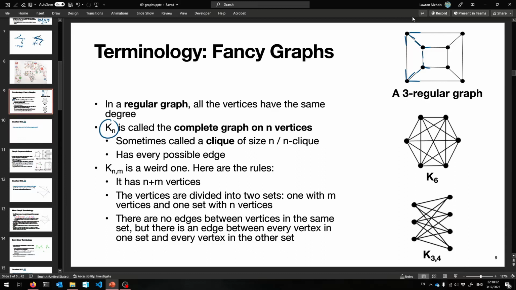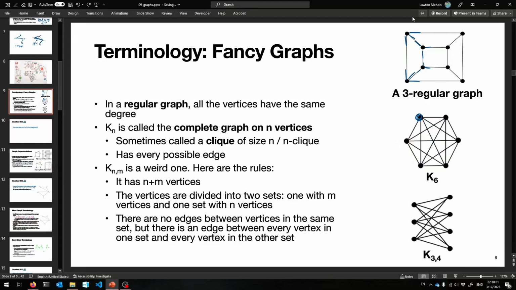So K sub n, or Kn, we call the complete graph on n vertices. This is K6, for example, because it has 6 vertices. And we say that it's complete in that every vertex has a link to everyone else. It's like everybody is your neighbor. You live right next to everybody here. So every single node in this graph has a link to everybody else.